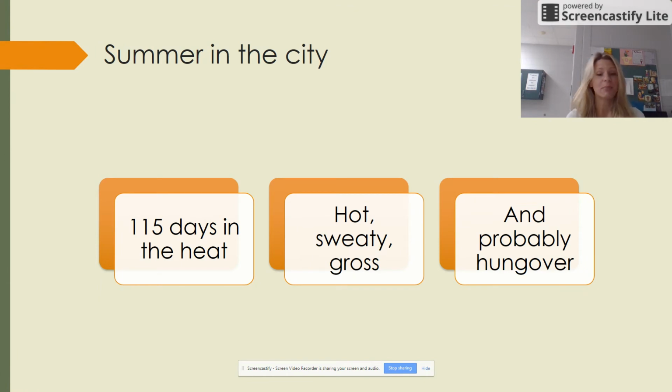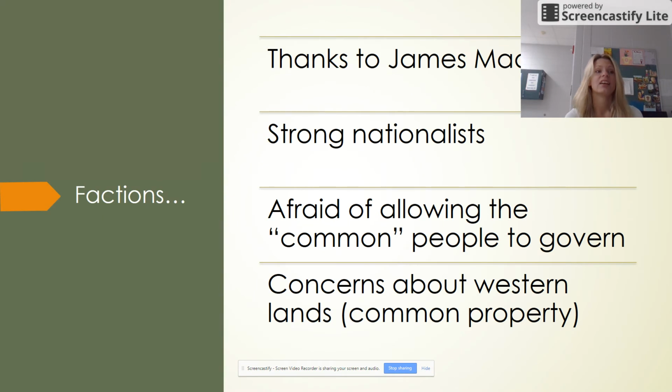All right, so it's summer in the city. It's 115 days in the heat. They're hot, sweaty, and gross, and they're probably hungover a lot because they go to the local tavern afterwards and discuss. But the deal is that they're always in the same room, and it's always closed up, and they don't let other people in. So these 115 days in the heat, in this small little room, trying to write your new Constitution or amend the Articles of Confederation, which was never actually the plan.